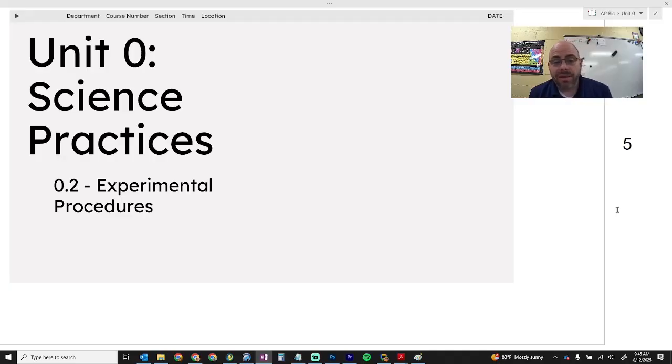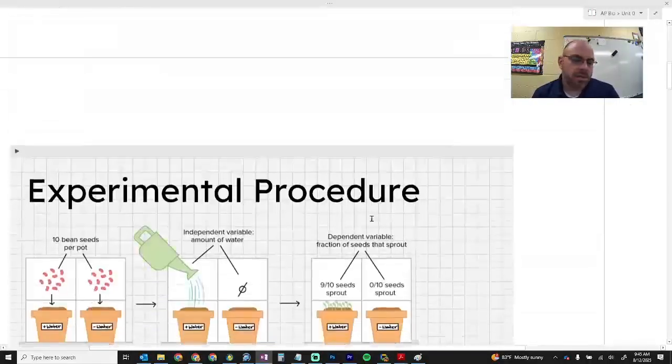And we are looking at Unit 0, Science Practices. Today, looking specifically at experimental procedures. What is an experiment? How does it work? All those things. Let's do it.